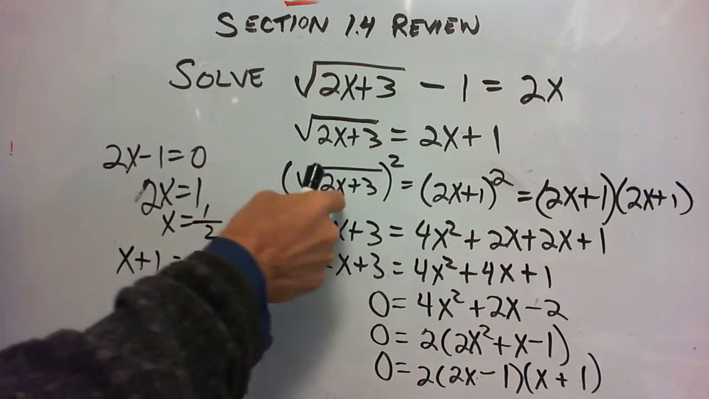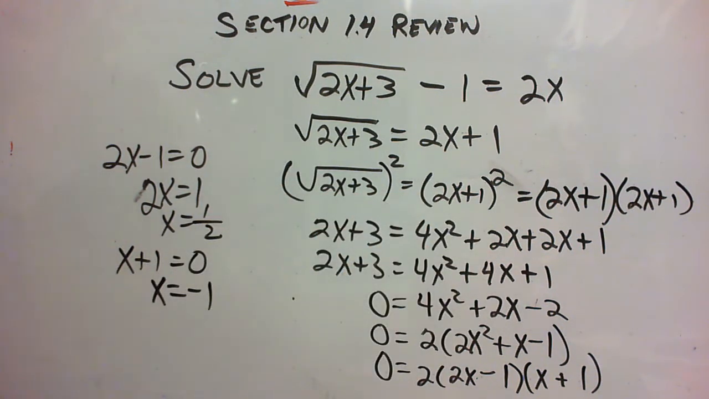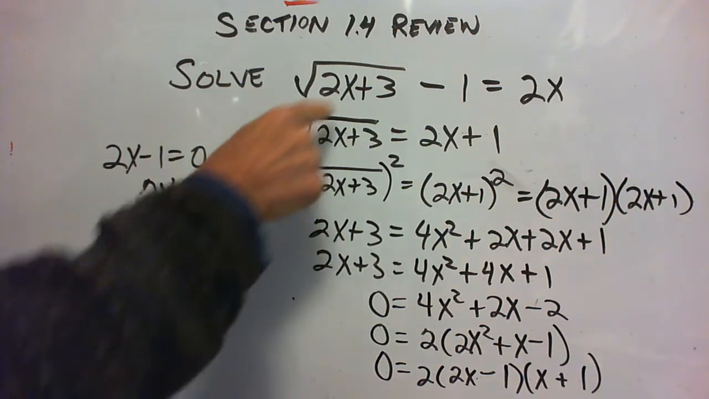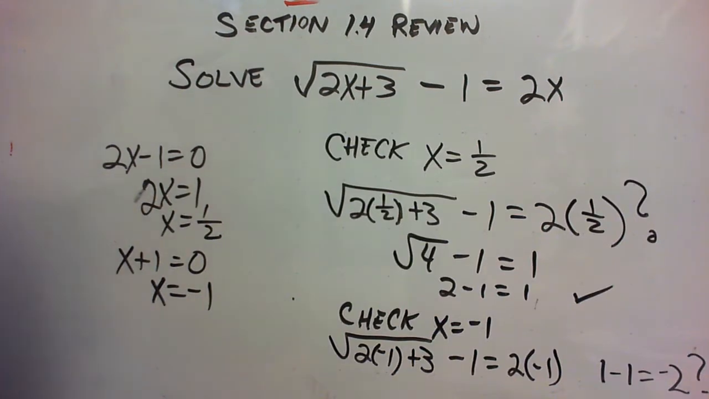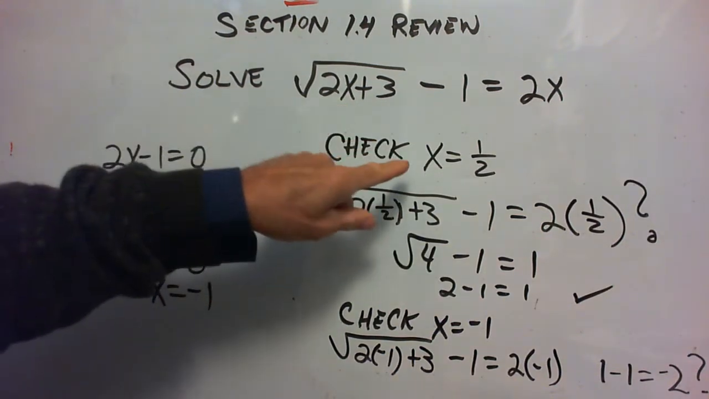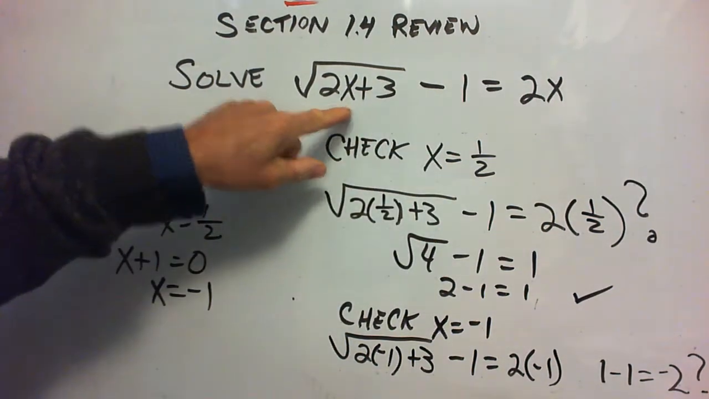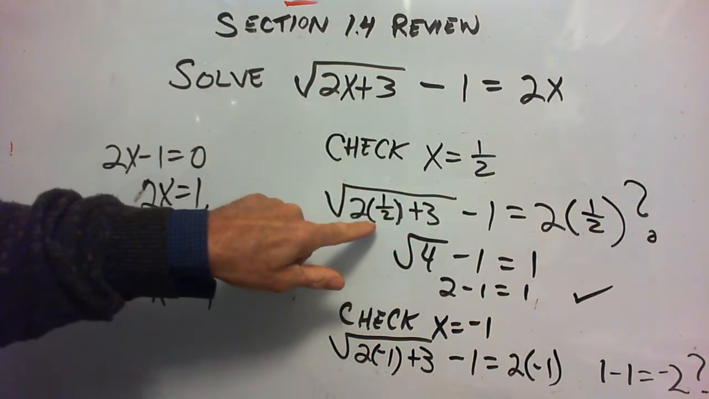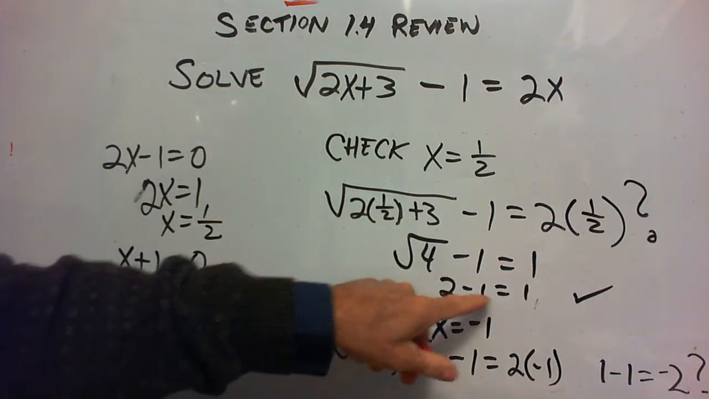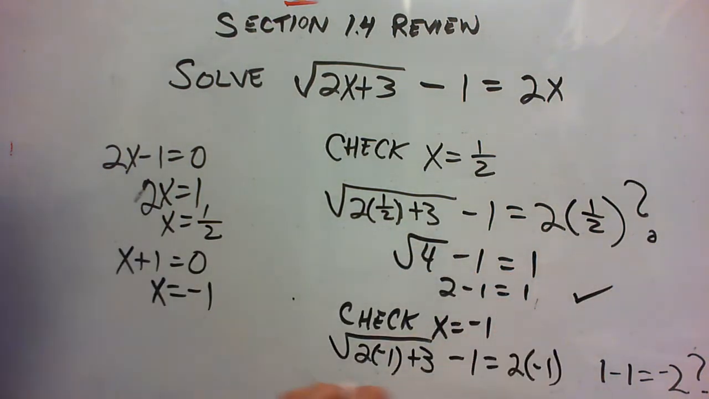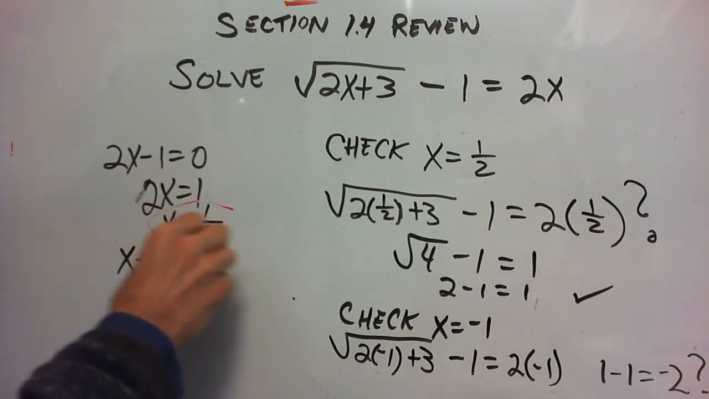For these square root equations, we always have to check for extra answers by plugging the answers into our original equation. So we plug those numbers in, x equal 1/2. When we plug it in, we get the square root of 4 minus 1 equals 1. 2 minus 1 equals 1. That checks out. So 1/2 is an answer.